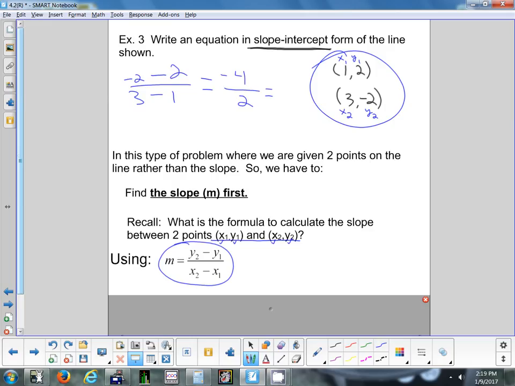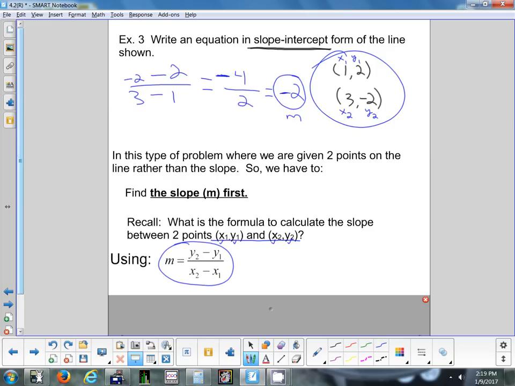And now if you can, always reduce your fraction as much as you can. Can we take negative 4 and divide by 2? Yeah, what would you get? Careful, positive or negative? Yeah, because that's a negative. So it's negative 2 over 1, or could I also just put negative 2? Is that the same as negative 2 over 1? Yeah. There's your slope.